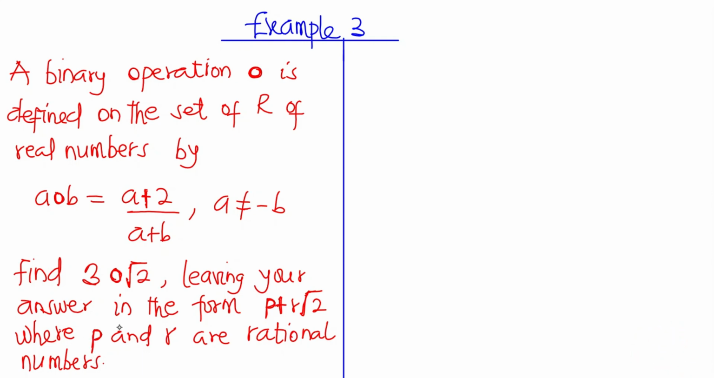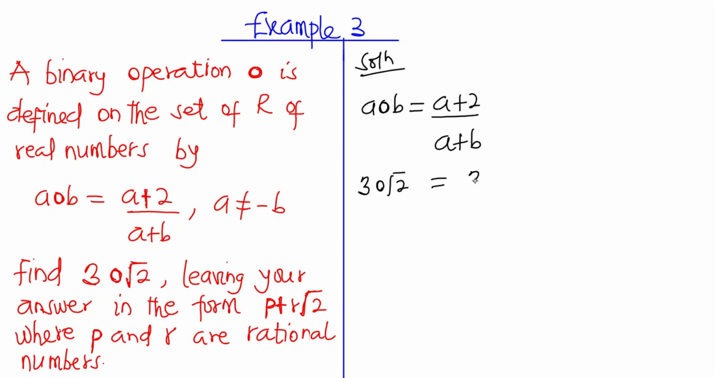So it means you have to simplify 3 dot square root of 2 using the operation or the rule given to us, and at the end we have to write our answer in the form p plus r square root of 2. So basically we have our rule as a dot b, which is equal to a plus 2 divided by a plus b. So here we are looking for 3 dot square root of 2. By direct substitution, we are going to have 3 plus 2 divided by 3 plus square root of 2.